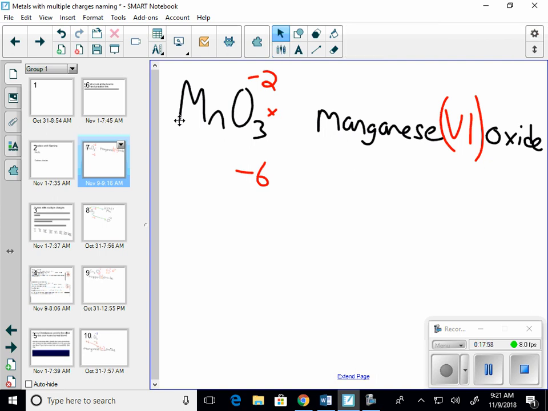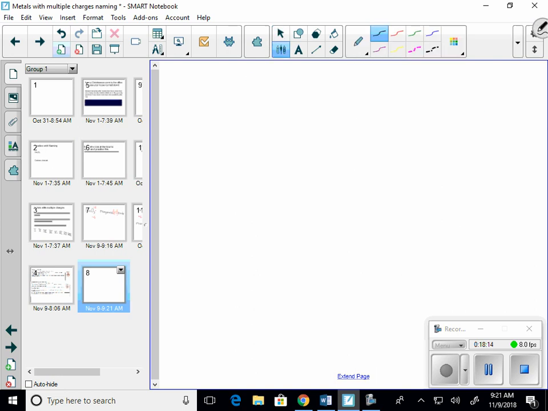Again, what used to be the easy part for us, here is the formula, give me the name, is now going to require a little bit more work if the metal has more than one charge. Let's look at the next one. The next one is Cu2O.